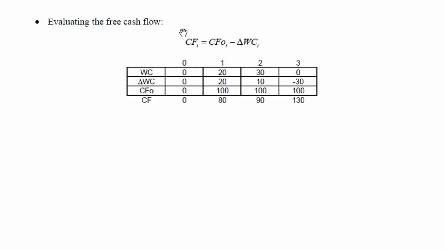Okay. Now we evaluate the free cash flow from the operating cash flow, subtracting the variation of the working capital. So the variation of working capital here is 20 less 0, which is 20. Now 30 less 20, which is 10. And now 0 less 30, which is minus 30. And so we have here the operating cash flow in the last line, and the free cash flow is obtained by subtracting from the operating cash flow the variation of the working capital. So here is 100 less 20, that is 80. Here 100 less 10, that is 90. And here 100 less minus 30, that is 130.